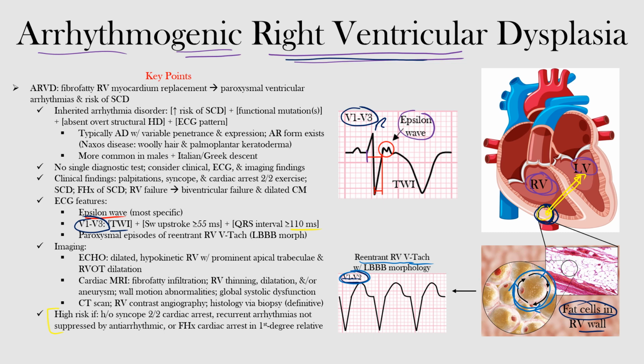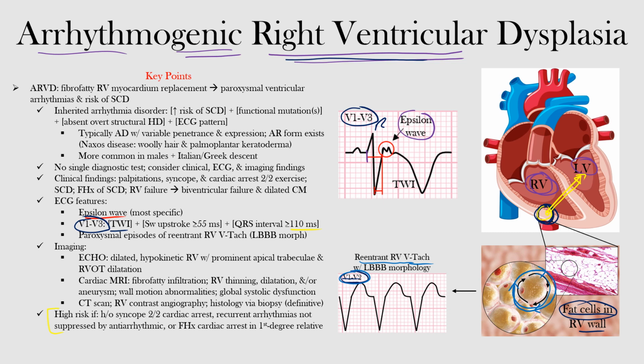If they have recurrent arrhythmias that are not suppressed by antiarrhythmic drug therapy, that puts them at high risk. Or also if they have a family history of cardiac arrest in a first-degree relative, that also puts them at high risk, okay?